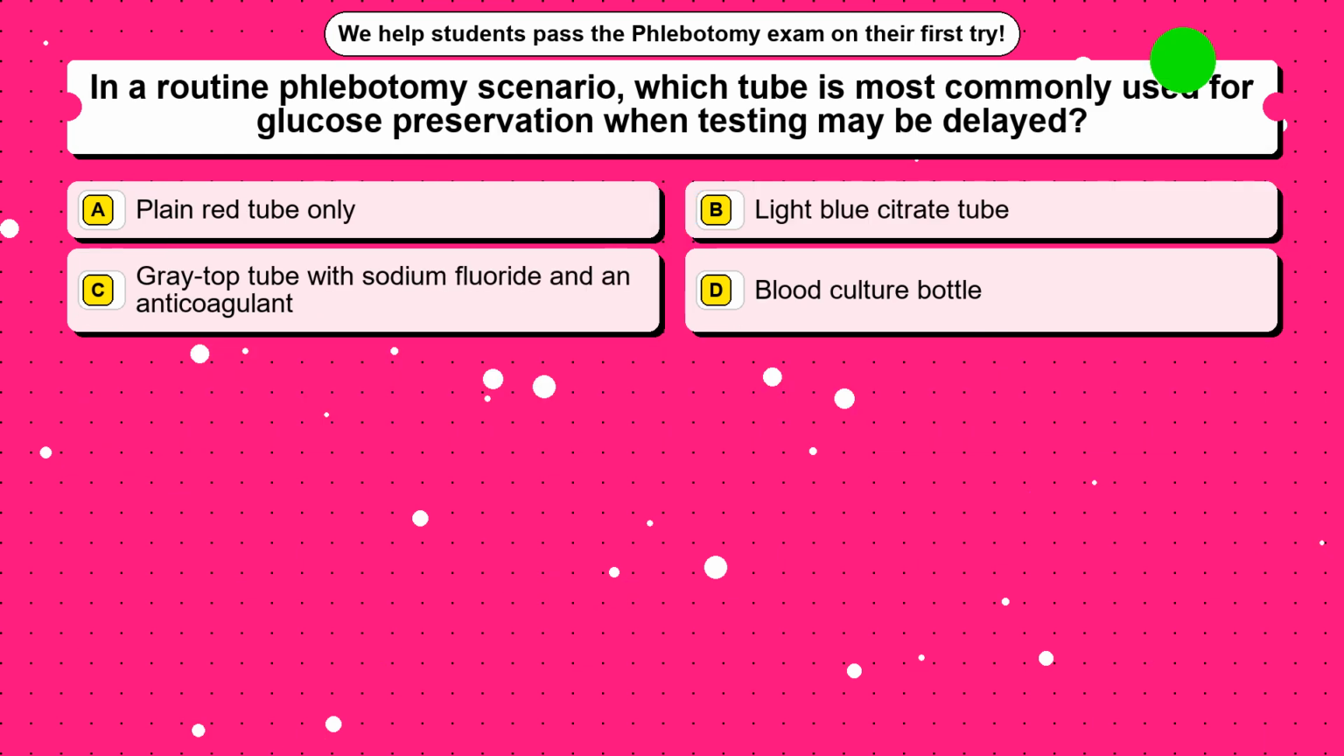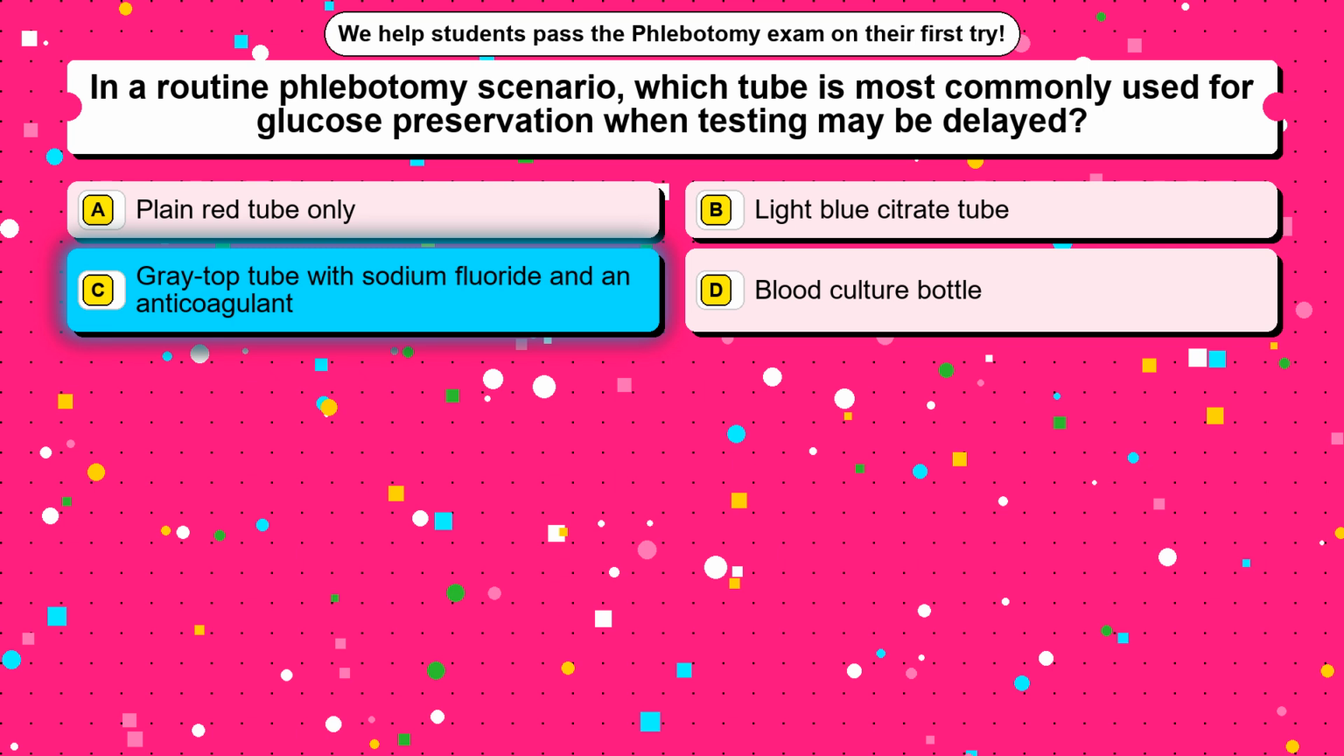Question 30. In a routine phlebotomy scenario, which tube is most commonly used for glucose preservation when testing may be delayed? Option A, plain red tube only. Option B, light blue citrate tube. Option C, gray top tube with sodium fluoride and an anticoagulant. Option D, blood culture bottle. The correct answer is option C.